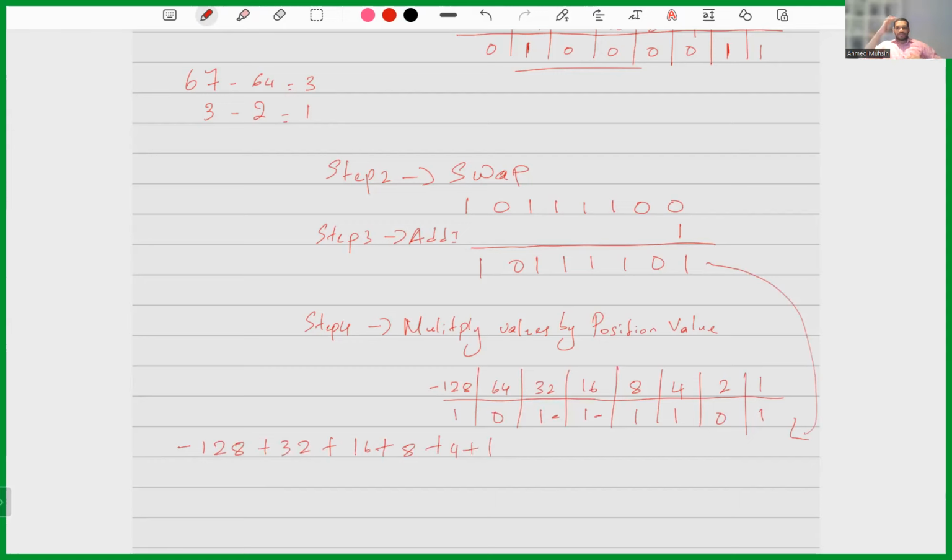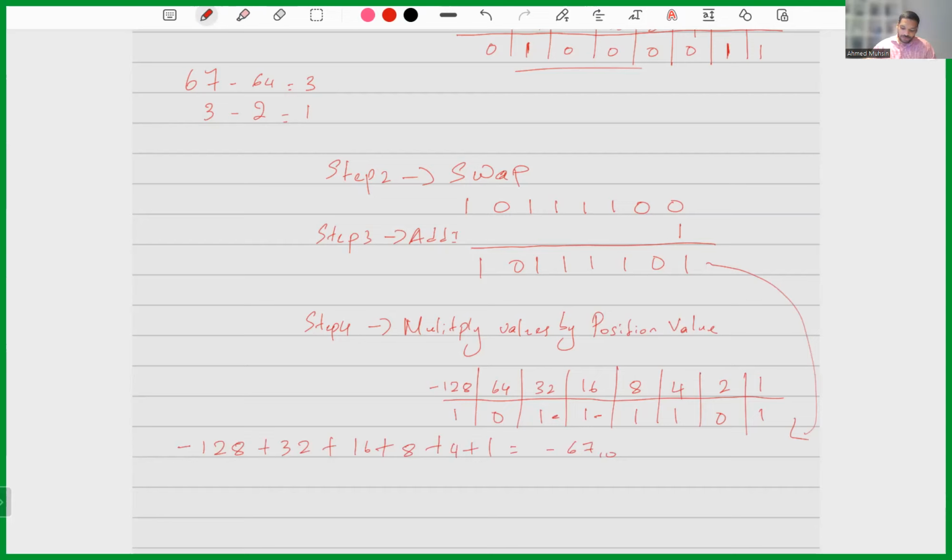As you keep adding these values, you would get minus 67. Is it clear? Okay, so this is how we represent a negative decimal number in binary. There are multiple steps to do. We'll do a few more examples so that you'll be able to grasp it better.